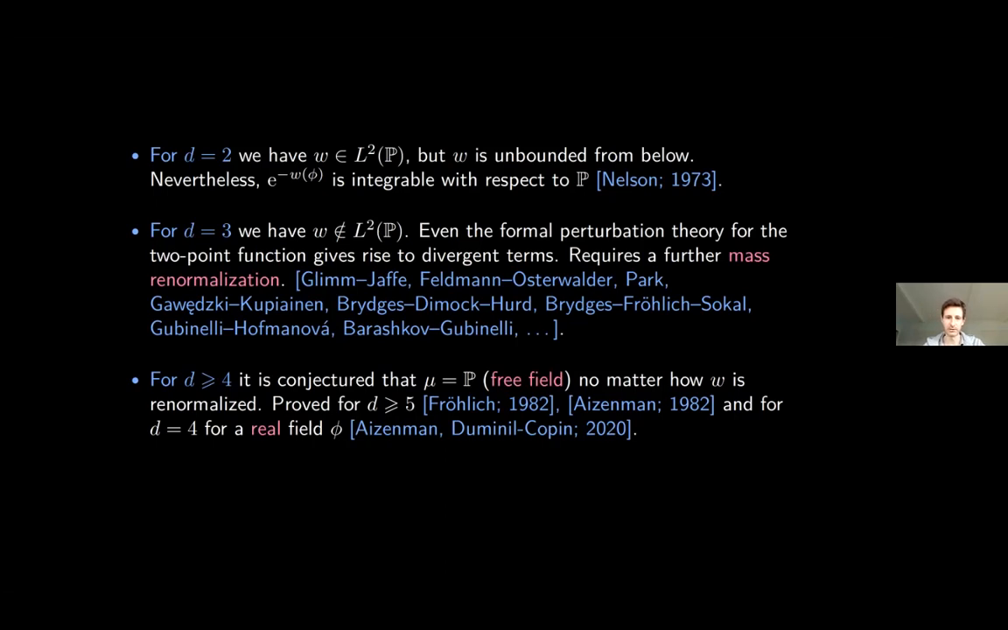So this is, in fact, a conjecture for the complex valued field. For dimensions 5 and above, this has been proven in the 80s by Fröhlich and Aizenman in independent works. And if you take your field to be real valued, then there's, in fact, very recently, a beautiful paper by Aizenman and Duminil-Copin, where they prove this for 4 dimensions. But unfortunately, their proof relies quite heavily on the fact that your field is real. So for complex fields, this is almost certainly true, but not yet proved.